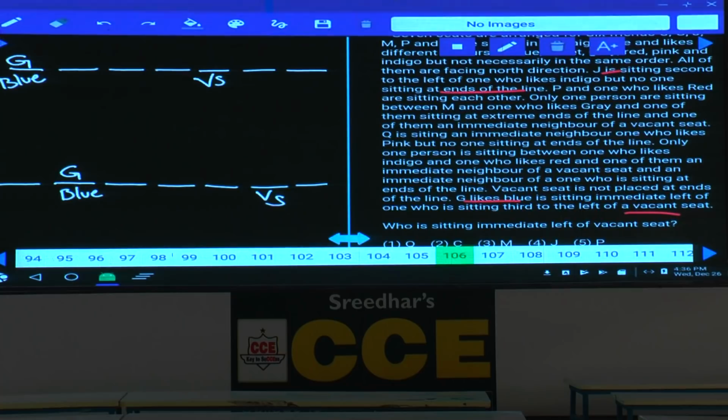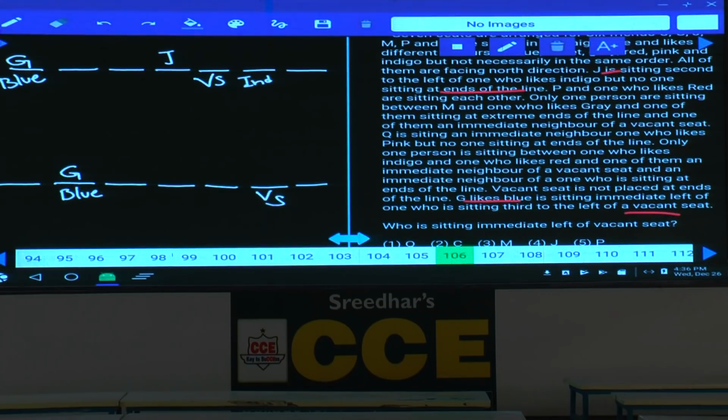J is seated second to the left of the one who likes indigo. Tell me what the different possibilities are. Can indigo be here or not? If indigo is here, then where should J be? J must be at this place, seated second to the left.